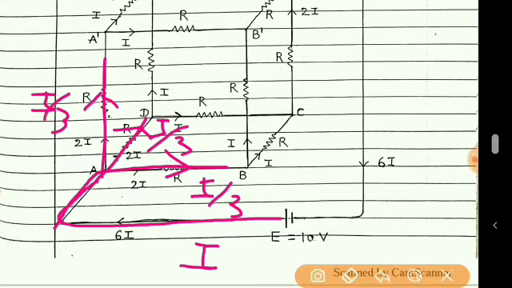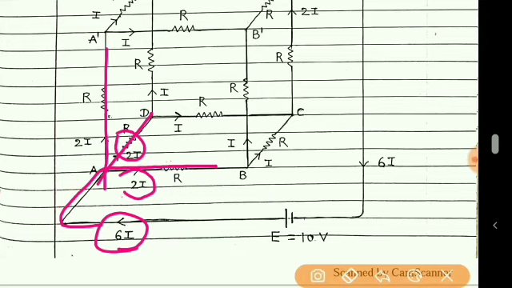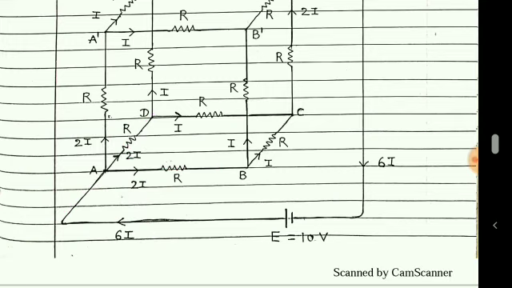So to avoid this fraction, what I did, I took this as 6I, so that when the current divides along these paths, we can take 2I, 2I and 2I. So the summation is 6I. Now the question arises, why have we not taken 3I?